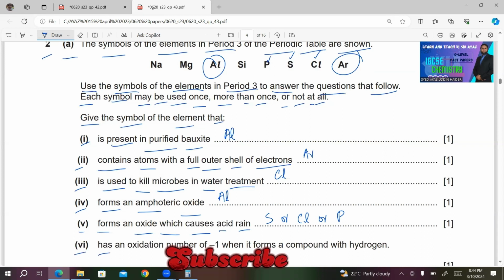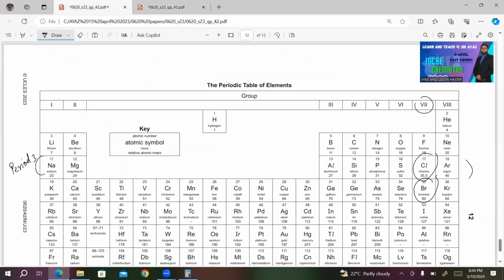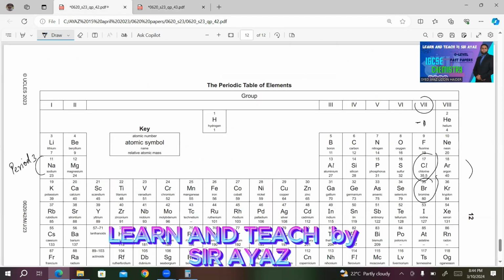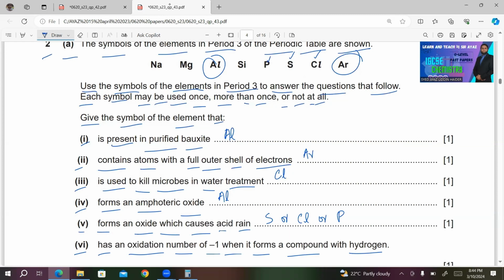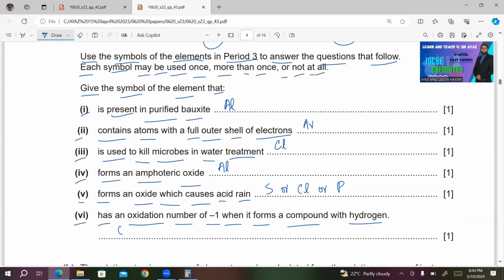Number 6, has an oxidation number of -1 when it forms a compound with hydrogen. So look at the position of all these. We have only one element in group 7 which has an oxidation state of -1 when it forms a compound with hydrogen. The compound will be HCl. So automatically the answer will be Cl for this part.